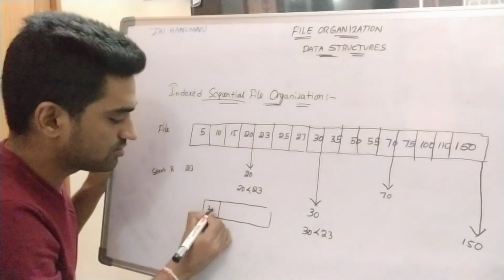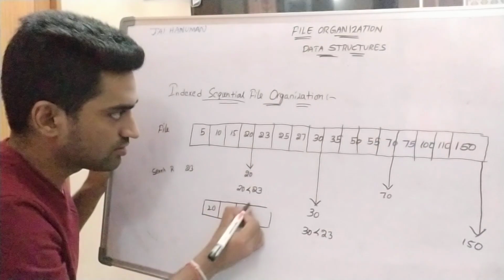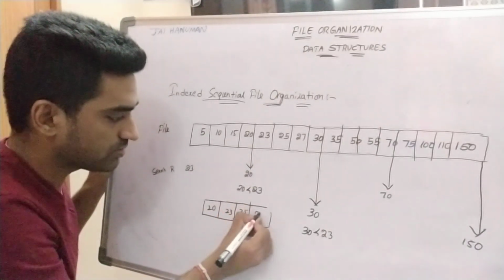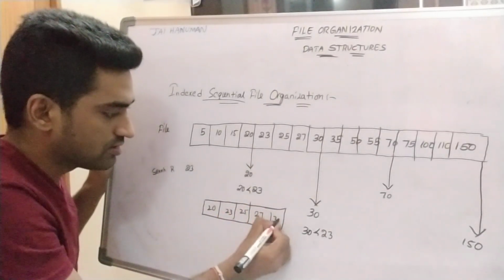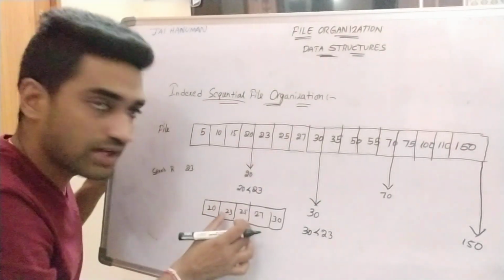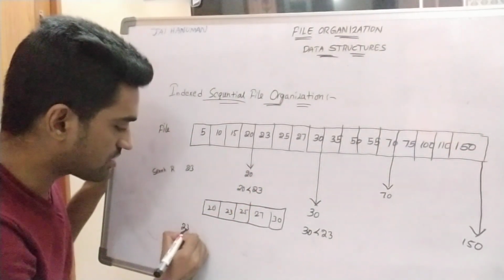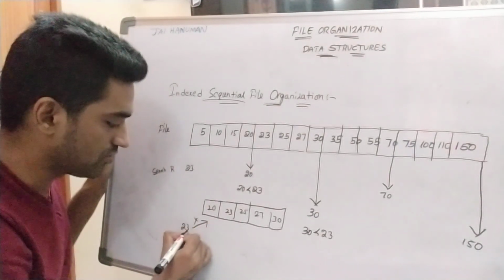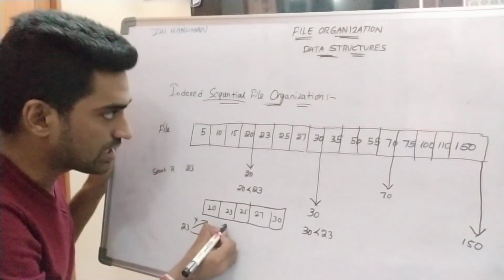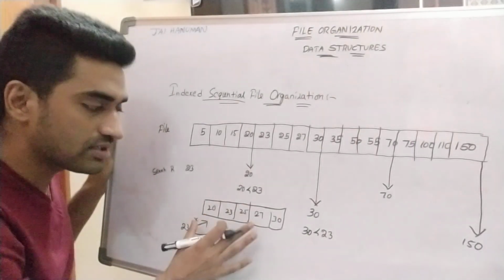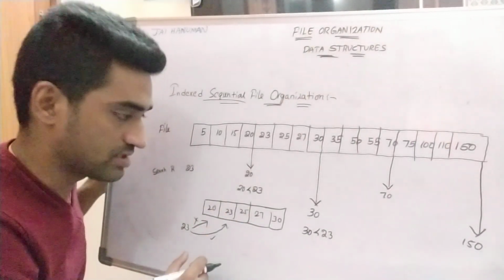So 20, 23, 25, 27, 30. Once we group all the values, we can apply sequential search. That is, 23 is compared with 20, the record is not found. Then 23 is compared with 23. So the record is found. So we can stop the searching process, right?